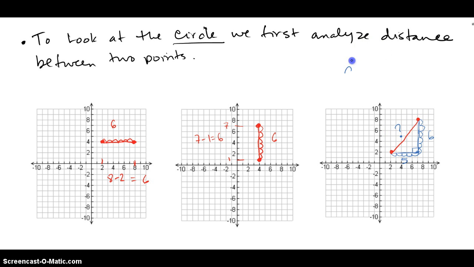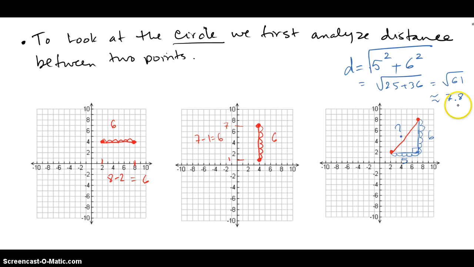So I can say that distance d, for example, is going to be 5 squared for one leg, 6 squared for another leg, all under the square root for the Pythagorean formula. So we have an exact distance of square root of 61 units, or approximately 7.8 units. So we were able to achieve finding the exact distance of the slanted line by simply using the Pythagorean formula.